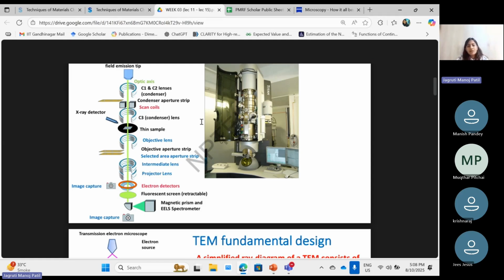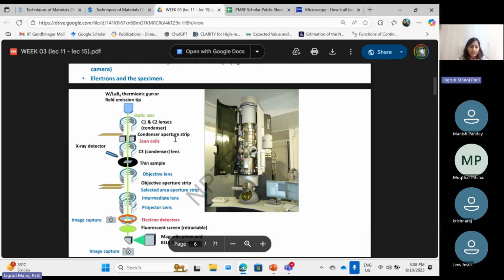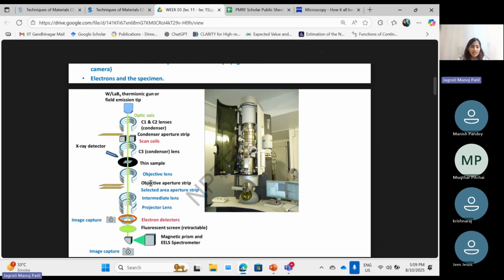But if you just look at this entire structure, you have a condenser lens, an objective lens, your specimen in between, a projector lens, and your eye or where you capture the image. On top of it, you have your source of emission.